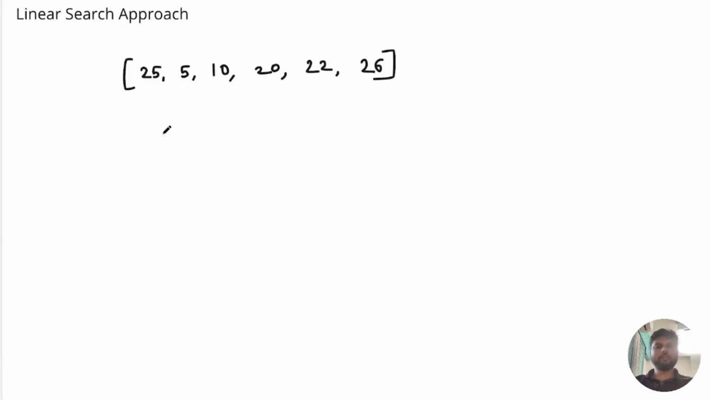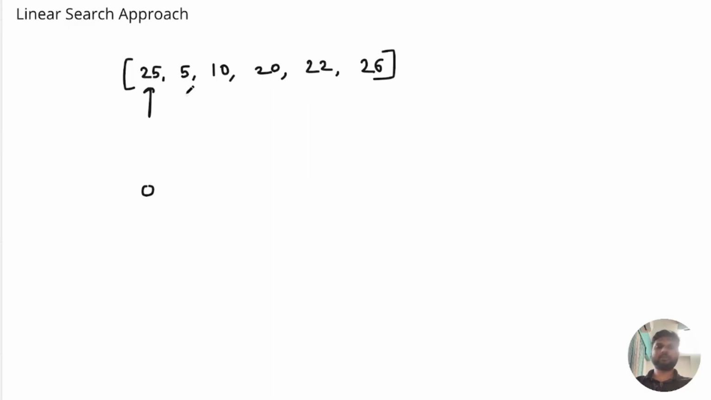The first approach is the linear search approach. In this approach we will iterate over all the elements in the array. Initially we will start with the first element, this 25. We will compare this element 25 with the left and the right element. As the left element doesn't exist, we will compare it with the right. Is 25 greater than 5? Yes, it is, right? So in this case we will return the index of this 25, which is 0.